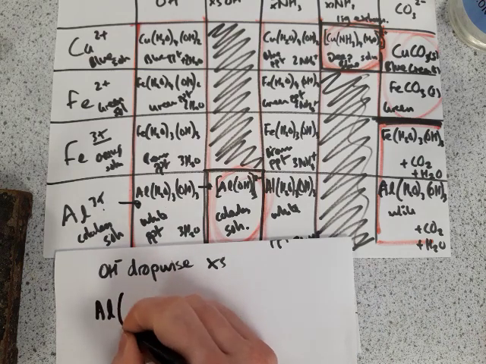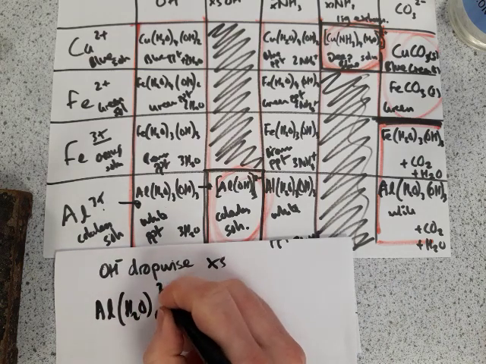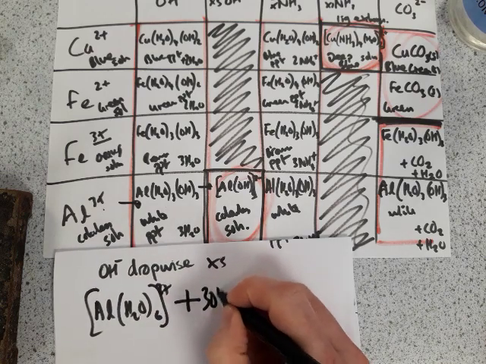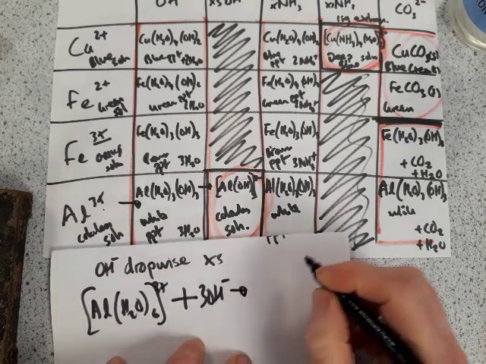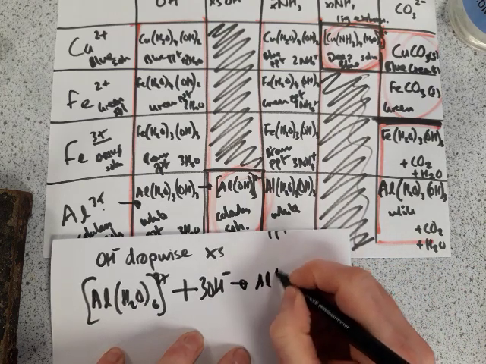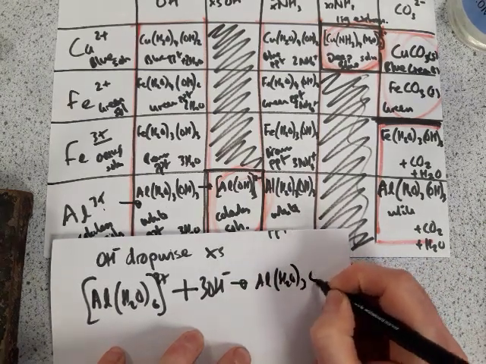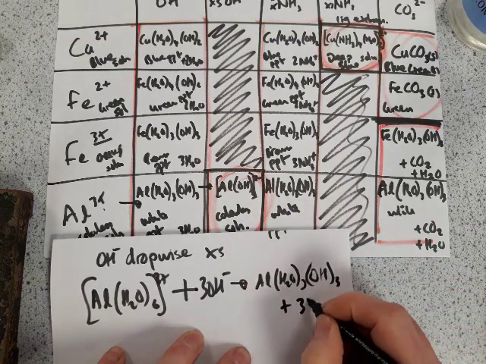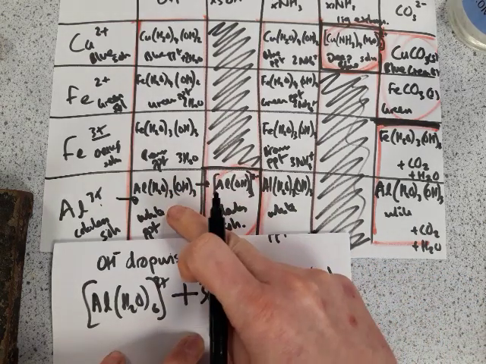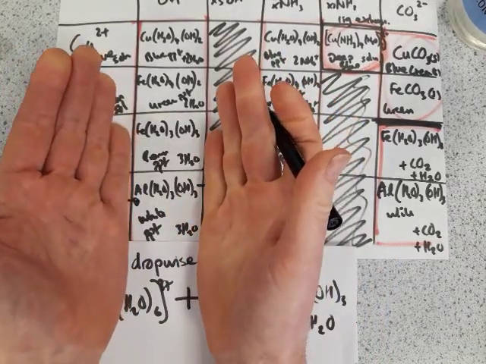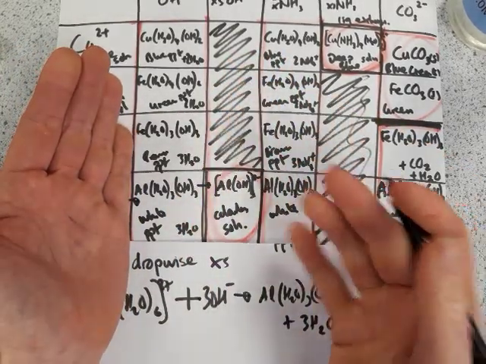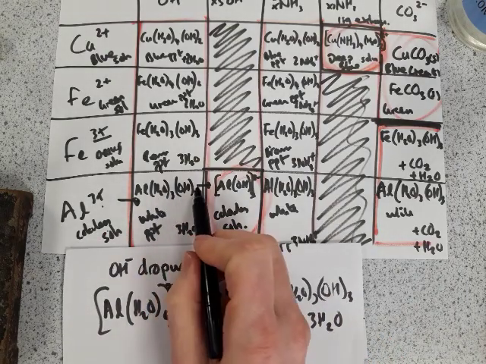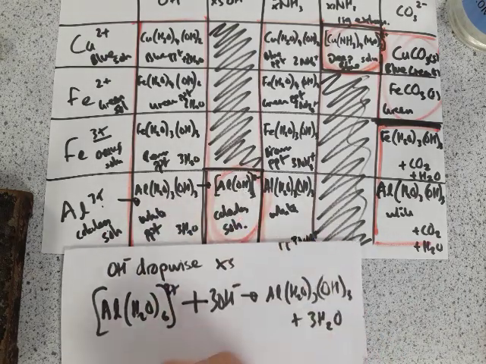First one, Al(H2O)6 3+. We know that's going to react with 3 OH minuses, and that will form Al(H2O)3(OH)3. This is going to be my white precipitate, and you're going to make 3 H2Os. I'm now here, in this box: a white precipitate, a neutral, uncharged solution. Now if I keep adding hydroxide, I'm going to turn this into this.